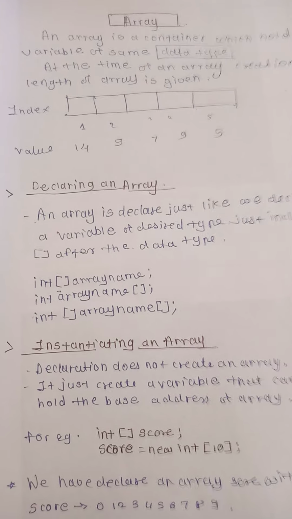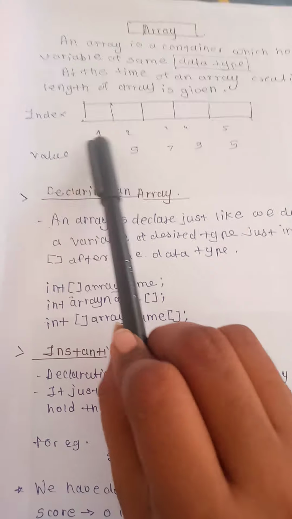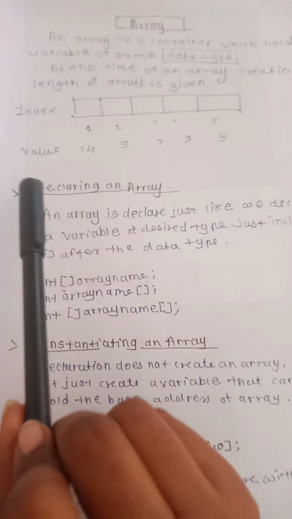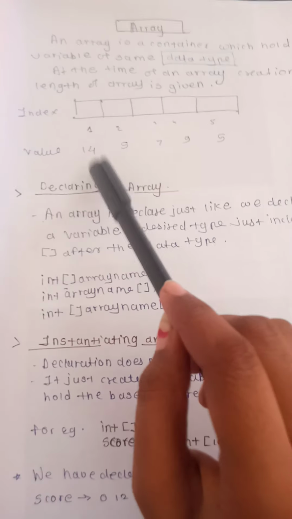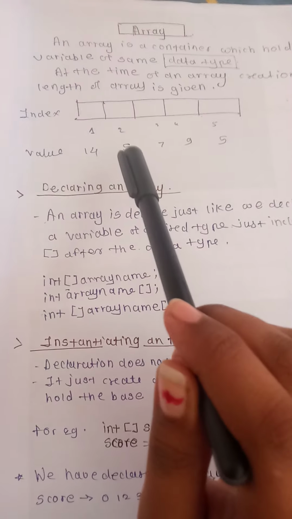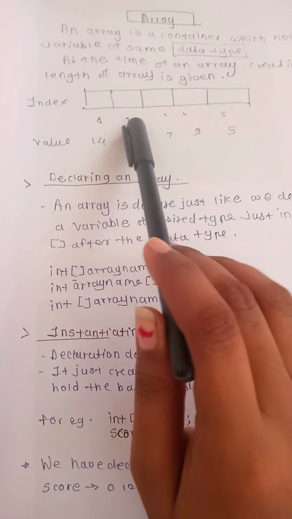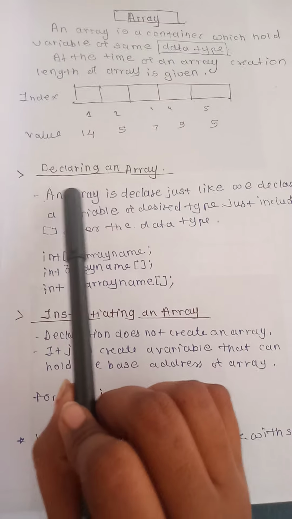Likewise, an array is there. And these are the indexes. We can index the array using the indexes 1, 2, 3, 4. And these are the values stored in an array. The value 14 is stored in index number 1, and the value 5 is stored in index 2. Likewise. And then, how to declare an array.